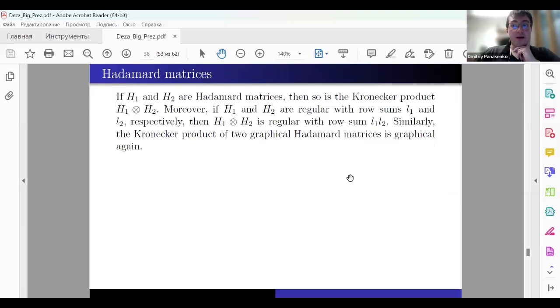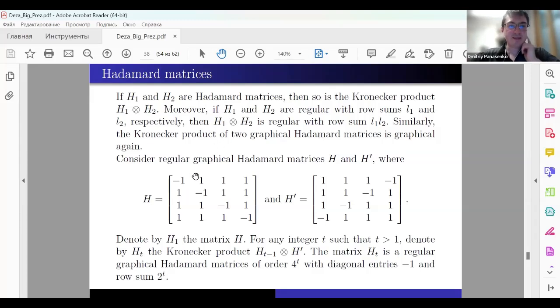Let's return to the definition of some other properties of Hadamard matrices before we continue. If we have two Hadamard matrices, H1 and H2, then the Kronecker product of these matrices is a Hadamard matrix. Moreover, if they are regular with row sums L1 and L2, then the Kronecker product is regular with row sum L1 multiplied by L2, and the Kronecker product of two graphical Hadamard matrices is graphical again. So basically, the Kronecker product gives us a nice construction for Hadamard matrices.